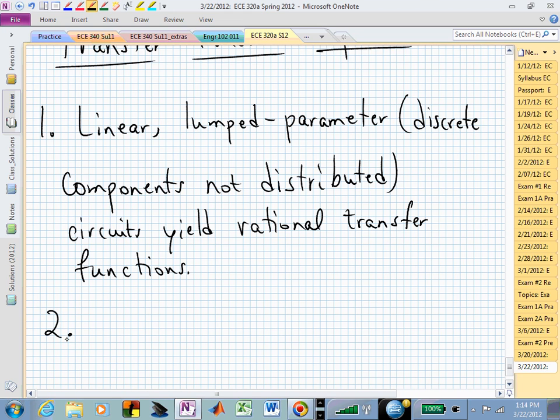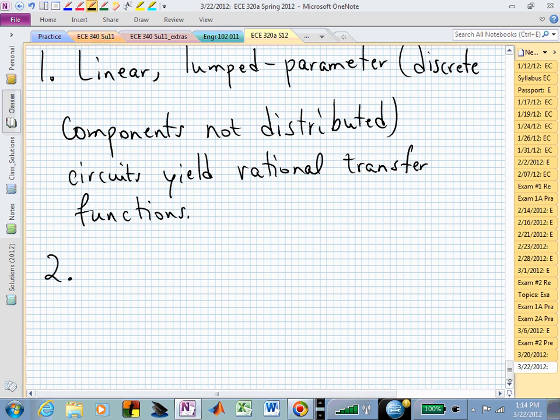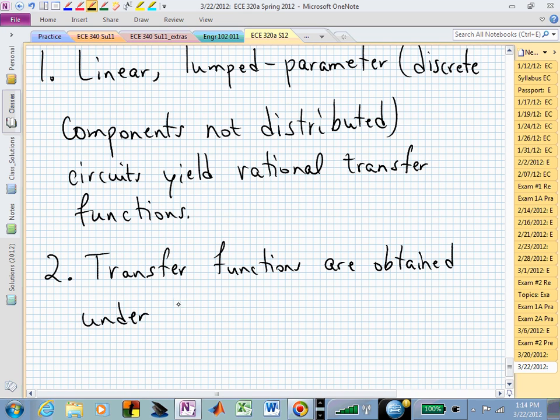That's this ratio of polynomials in S. That's the rational. We have ratios of polynomials in S. That's what happens when we have these linear circuits that we're typically modeling in this class. If we have a transfer function or transfer functions, we can actually obtain those, or those are obtained, under zero initial conditions.